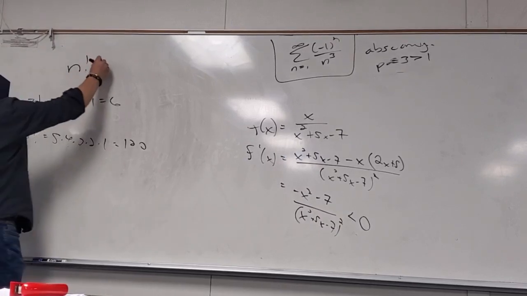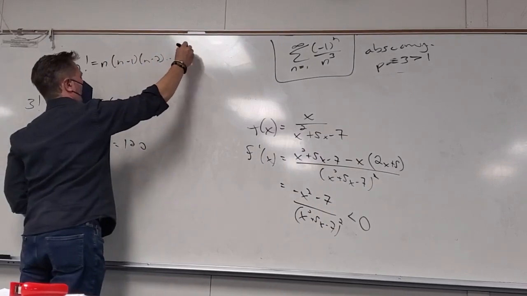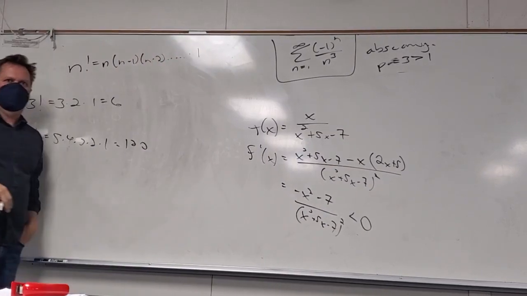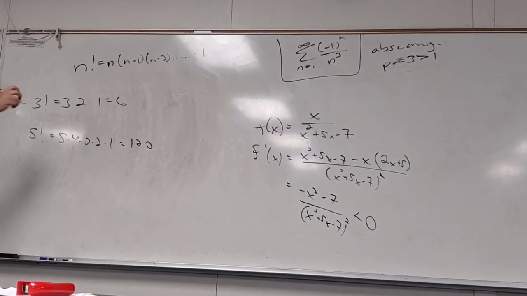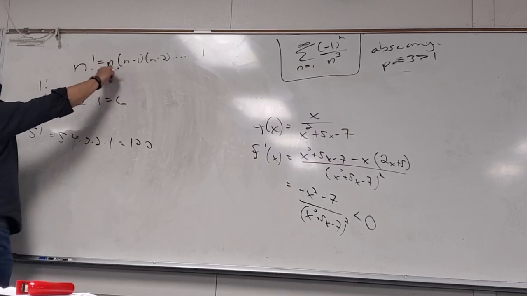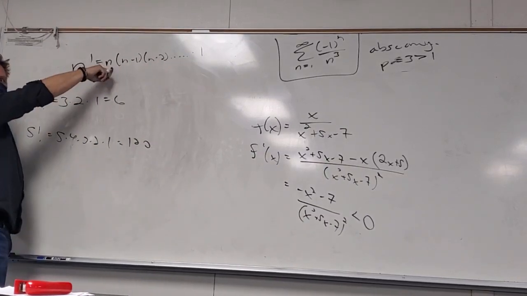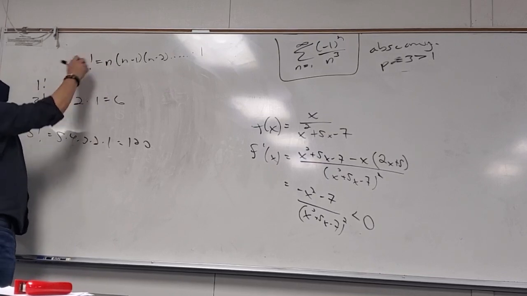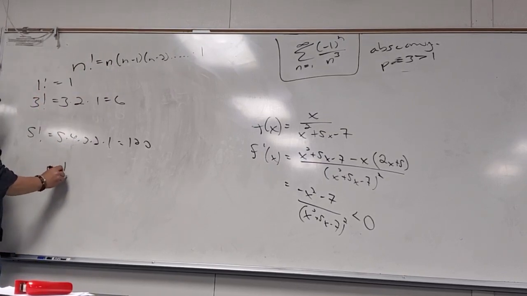N times so if n is 1, this tells you to stop here. You stop when you get to 1. So n factorial, 1 factorial is 1. What do you think 0 factorial is?